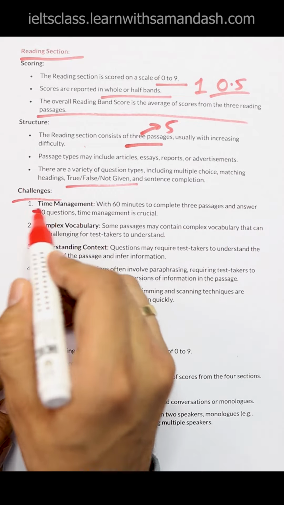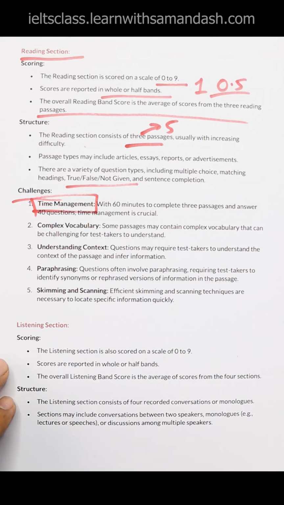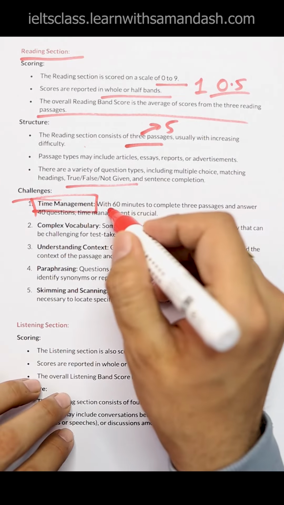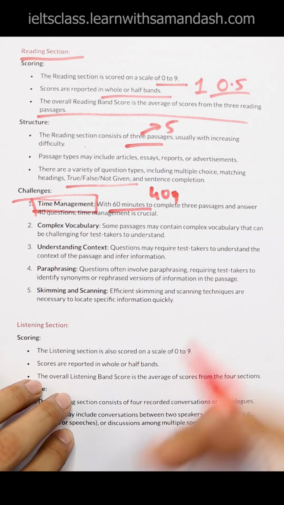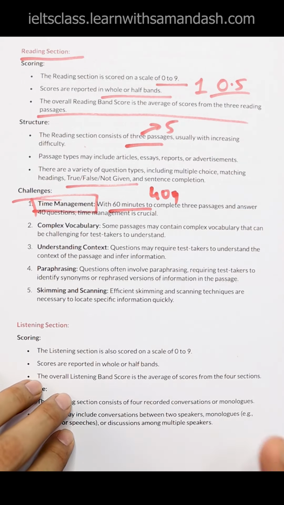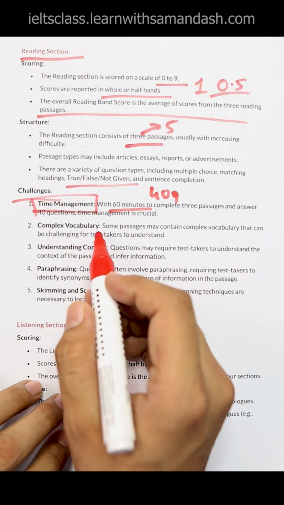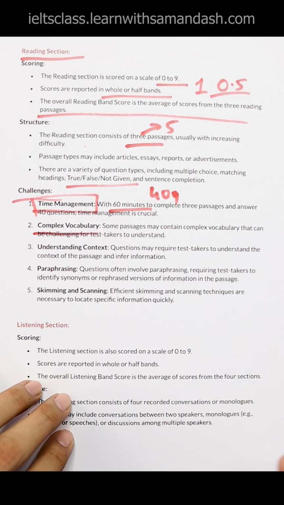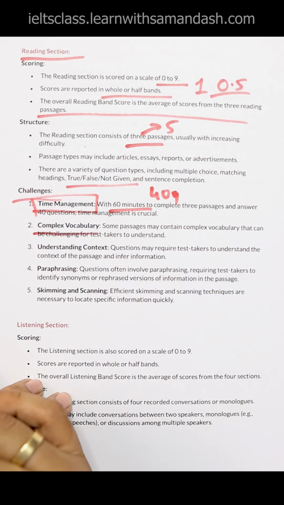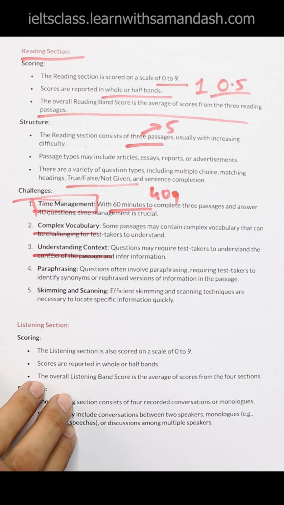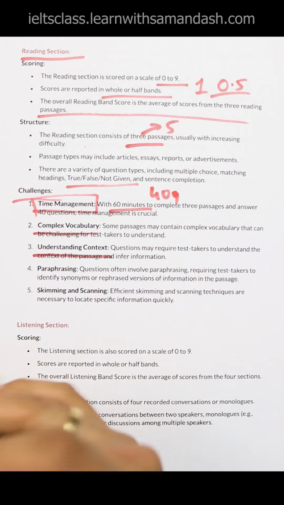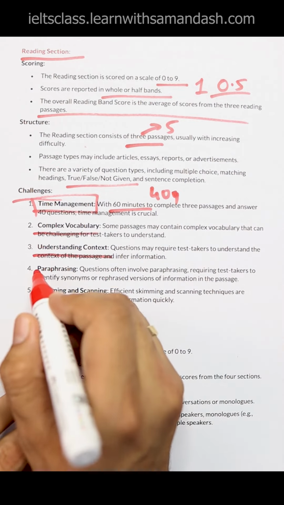Challenges, definitely time management, the biggest challenge in reading, because you have only 60 minutes and 40 questions. Let it be general training or academic, both are crazy. Complex vocabulary, some words are difficult to understand, and hence we misunderstand the sentences written, and then we choose the wrong answer. Understanding the context, sometimes, like I said, because of vocabulary or something else, we misunderstand the concept and we ruin our chances.